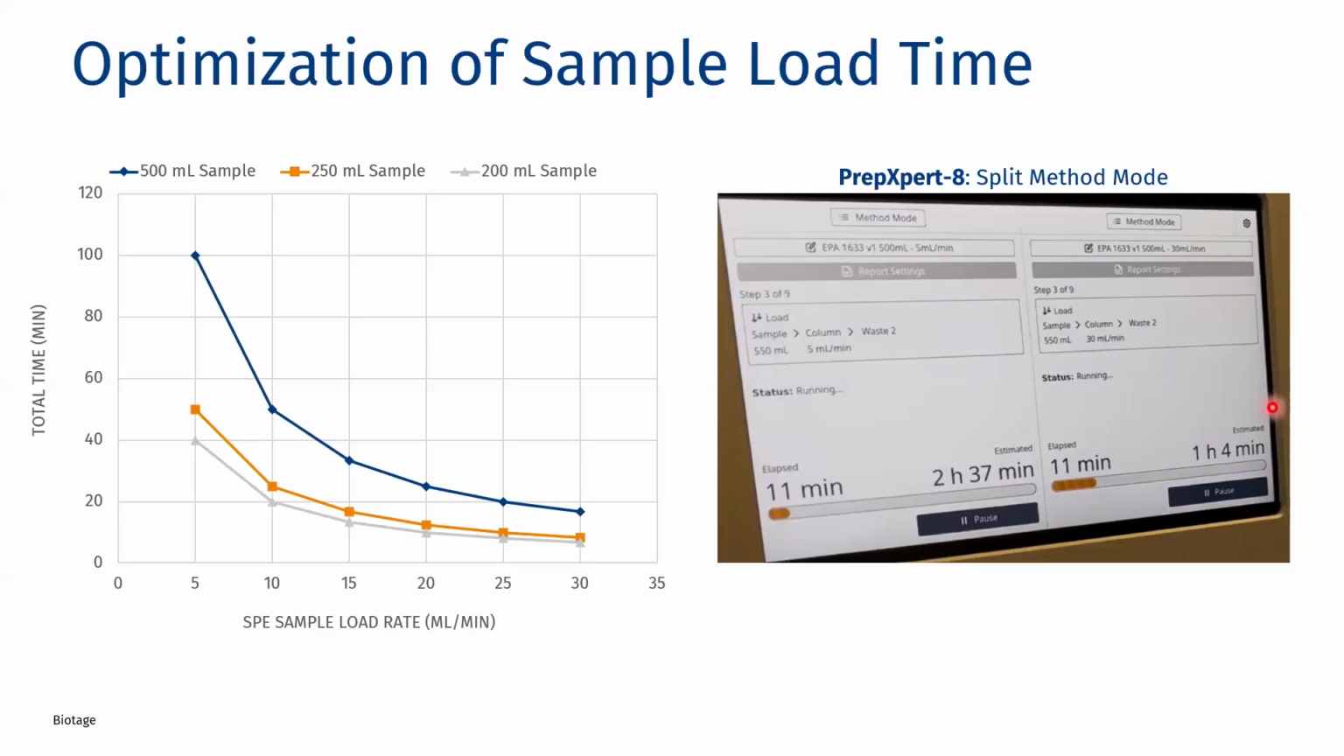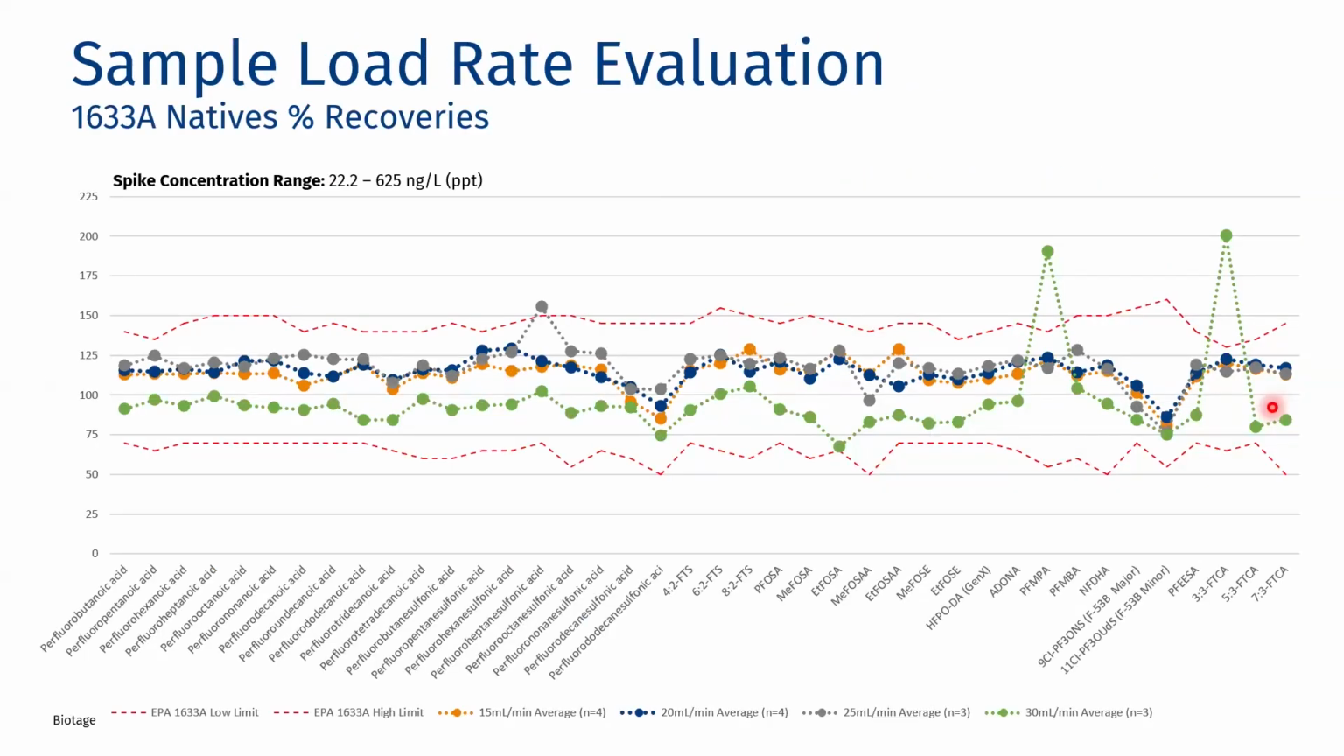So let's take a look at the data. Here's our sample load rate evaluation, and these are the 1633A natives recoveries. Again, we spiked at this concentration range, a mid-range of 22.2 to 625 nanograms per liter. And what you'll see is, for the most part, the orange, the blue, and the gray cluster together right here, all following the same performance in terms of recovery.